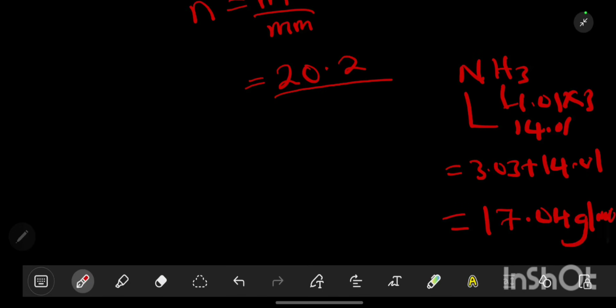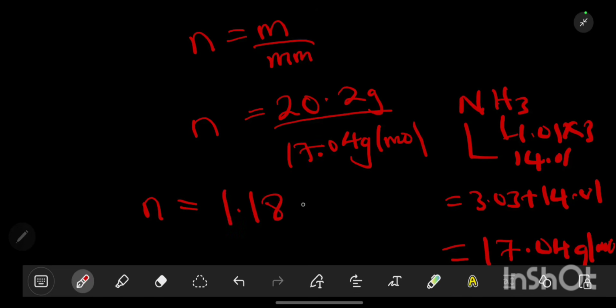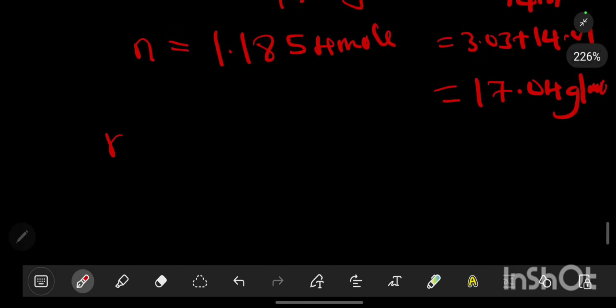So if that's the case, we are going to put 17.04 grams per mole here, then on top we are going to have our grams, like that. The number of moles will be equal to 20.2 divided by 17.04. When we do that, we are going to get 1.1854 moles.